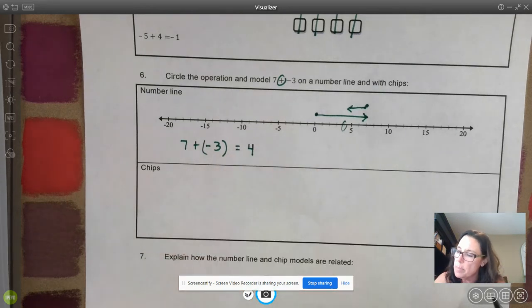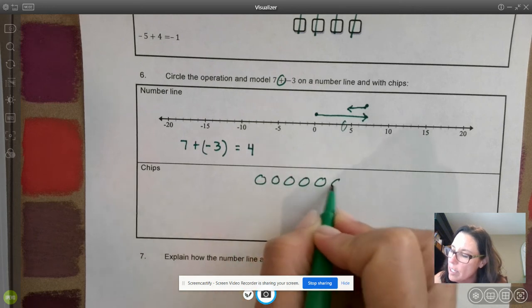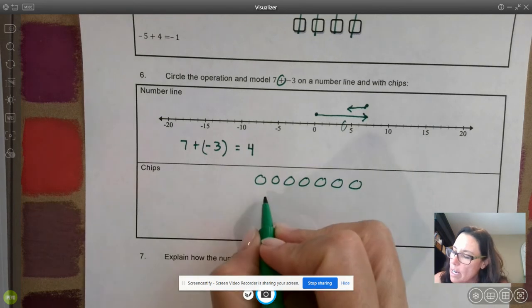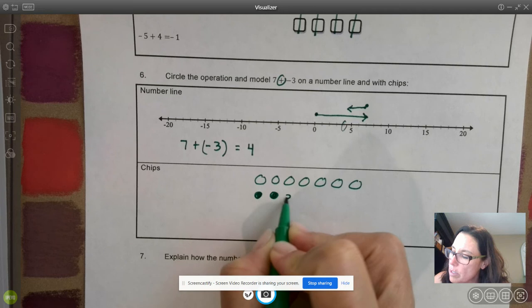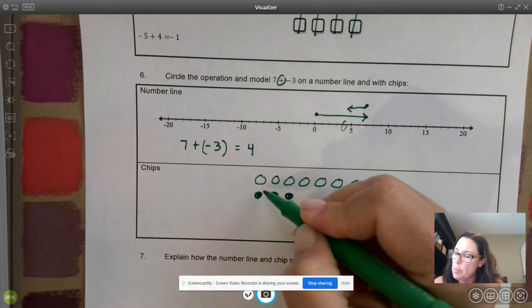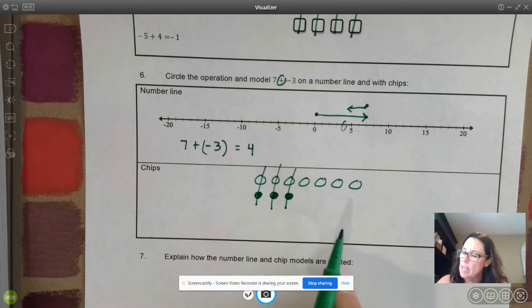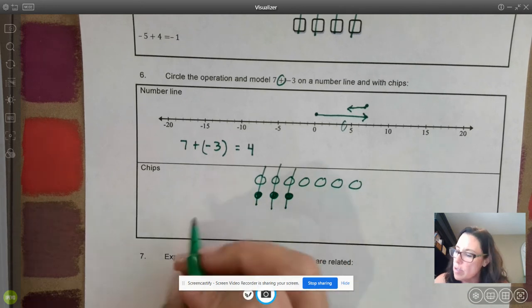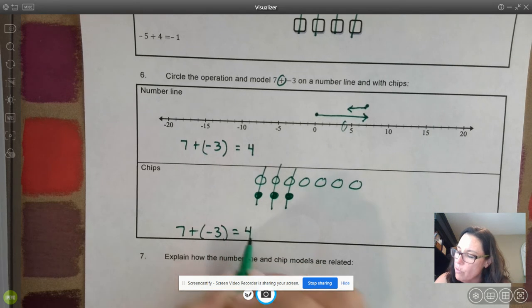Okay, now for chips, we've got 7 positives. 1, 2, 3, 4, 5, 6, 7. You can make them square or circular, it doesn't matter. And then I've got my 3 negatives. 1, 2, 3. Now 0 pairs, take care of those. 1, 2, 3. Those go away. And we're left with 4 positive chips. Okay, so 7 plus -3 equals 4.